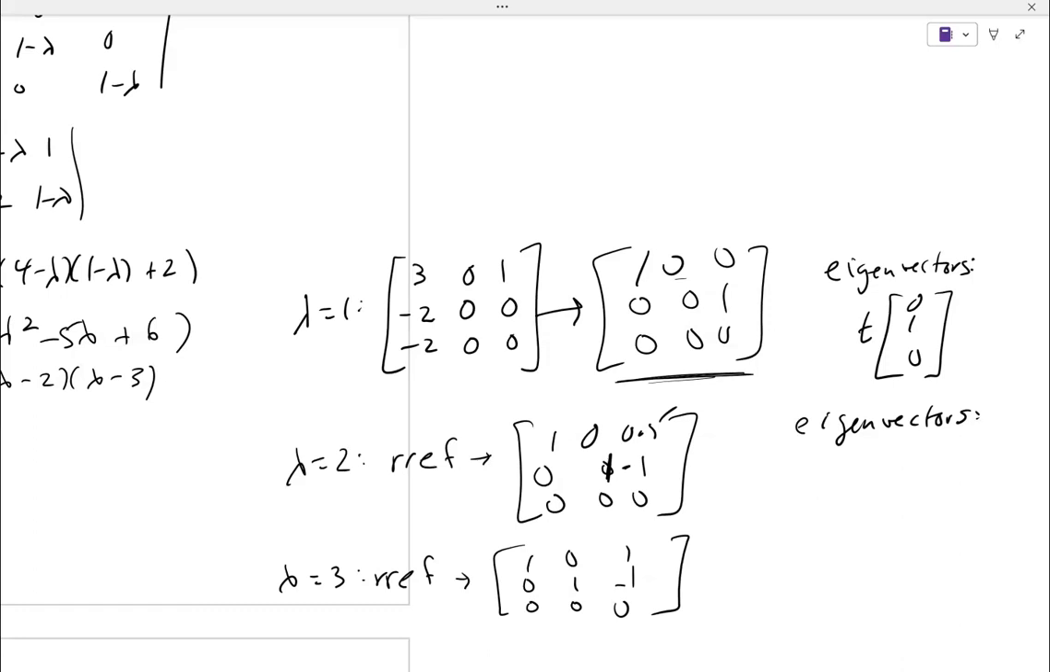All right, let me talk back through the first one. Free variable is the second one. The first and the third are both zeros. So your eigenvector should be 0, 1, 0. Right? Because this says x1 equals 0, x3 equals 0, x2 can be anything. Yes? Yeah.